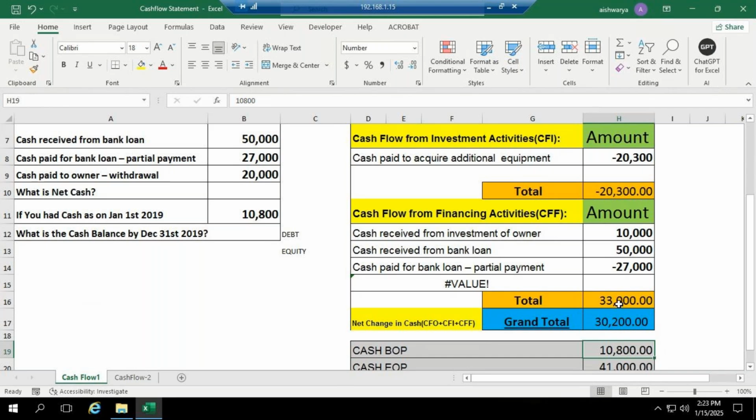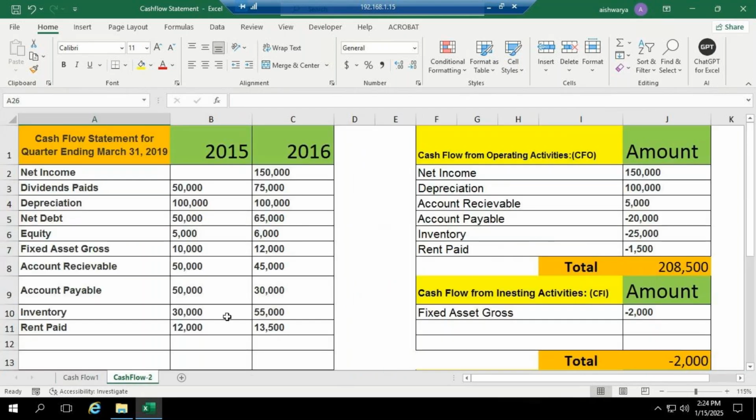Okay, so we will just move on to the second cash flow. Cash flow statement number 2. So you just do it by yourselves. This is another method of doing the cash flow statement. The net income for 2016 is 1,50,000. So that one you have to put here directly as 1,50,000 only.